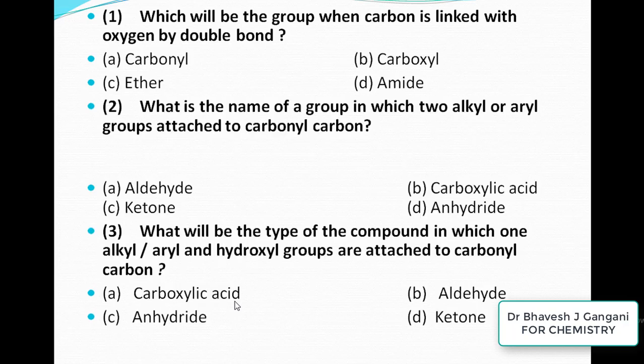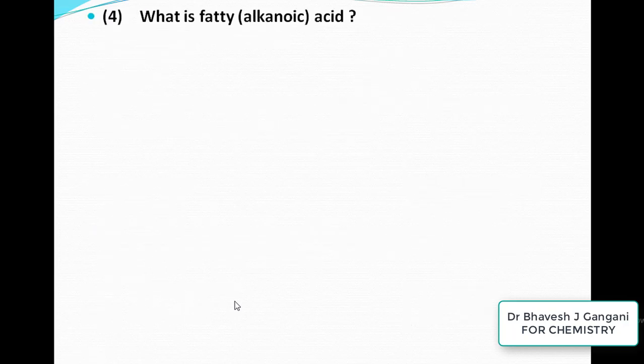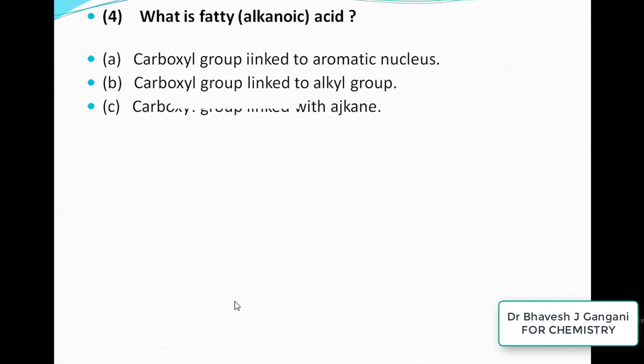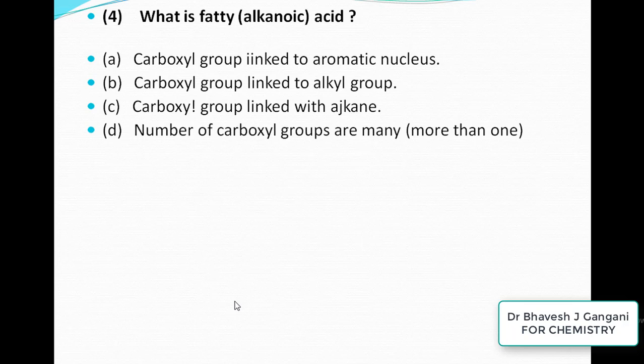Now question number 4. What is fatty acid, also known as arachidonic acid? Options are given here. Now when carboxyl group is attached with an alkyl chain, then it is known as a fatty acid. So here it is given that carboxyl group is linked with an alkyl chain. So the answer is B. When carboxyl group is linked to an alkyl group, it is known as a fatty acid.